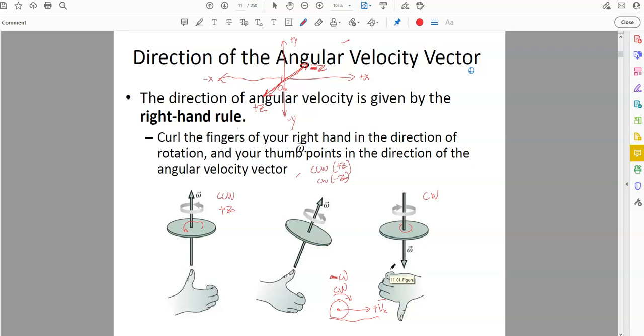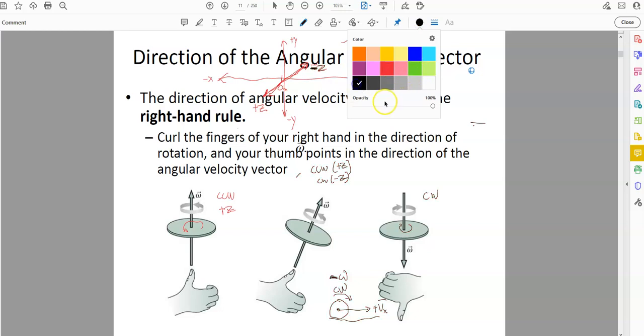Okay, so that is the right-hand rule, and that's how to decide if something has a positive or negative velocity vector or acceleration vector in angular terms. Counterclockwise is positive z, clockwise is negative z. All right? All right, well, let's move on.